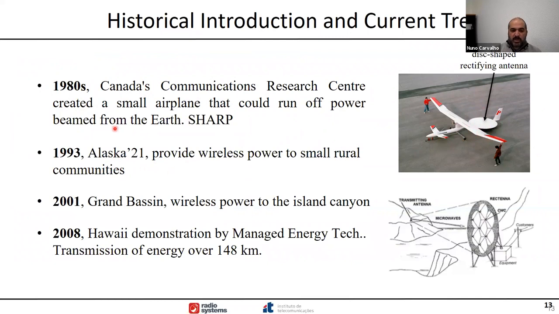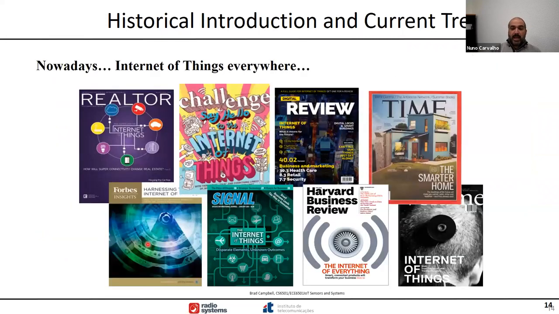In 93, there was another experiment in Alaska. In 2001, there was the possibility to transmit a huge power beam from Iceland to Iceland, to power up small cities. In 2008, there was a first demonstration of how to transmit energy over 148 kilometers in Hawaii. So all these experiments allowed the world to see that far-field wireless power transmission is possible. It has a lot of problems, as you will see, but it's possible to do.